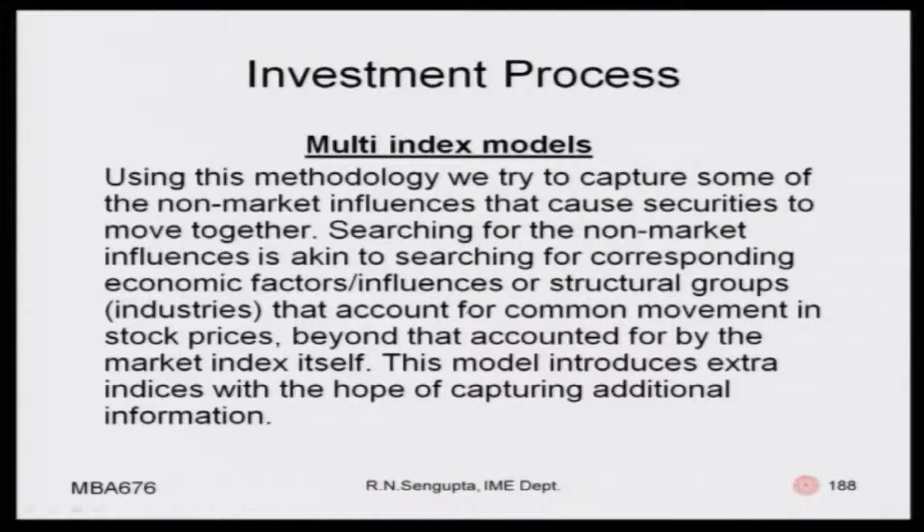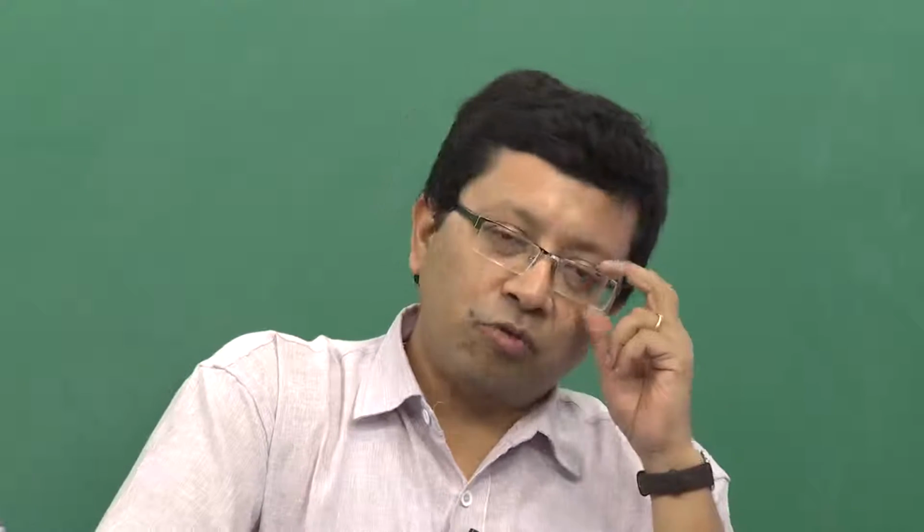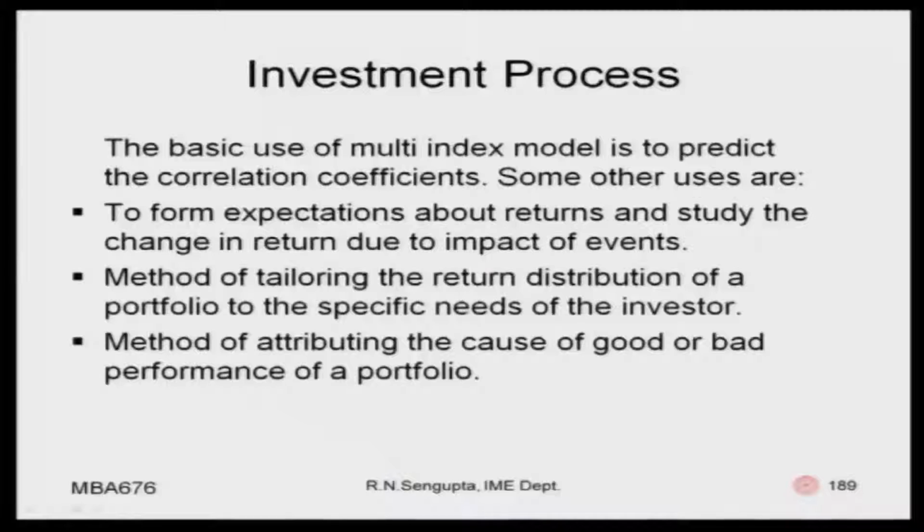Now, we extend our case to the multi-index model. Till now we have been using the single index model, in which there is only one market which dictates the price. In the multi-index model, we relax this so that, beyond the market, there are other indices, other factors, which also dictate the price. The basic use of the multi-index model is to predict the correlation coefficients. Others are to form expectations about the returns, to tailor the method to the return distribution of the portfolio, and to attribute the cause of the good and bad effects happening to that particular stock for any change in the stock market.